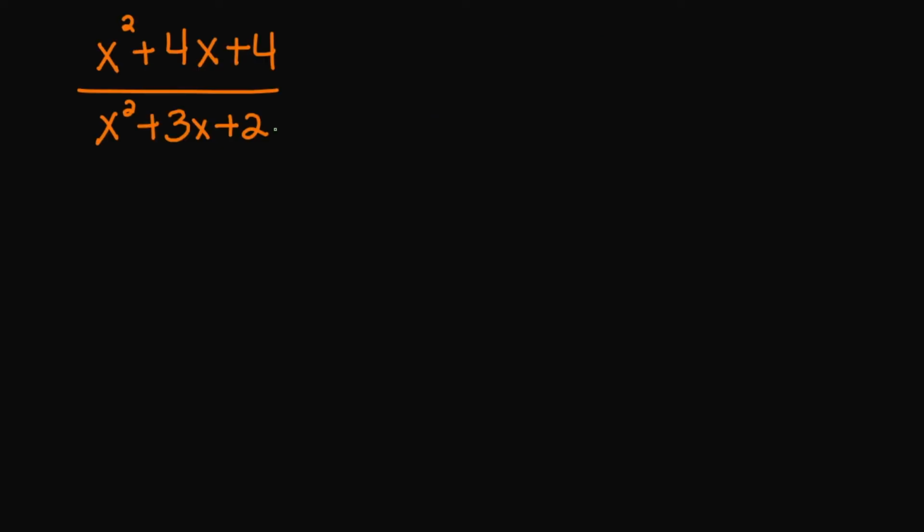So let's look at our first example. We have x squared plus 4x plus 4 over x squared plus 3x plus 2. So the first thing I'm going to do is factor my numerator. I need two numbers that, when I multiply together, give me a 4. Those same two numbers, when I add, have to give me a positive 4. And that's going to be x plus 2 times x plus 2. Because if I multiply 2 times 2, this is going to give me a positive 4. And if I add 2 plus 2, this is also going to give me a 4.